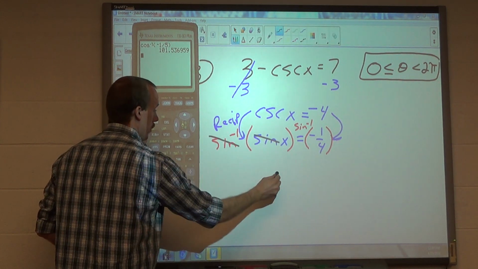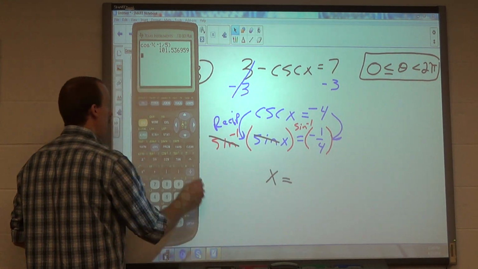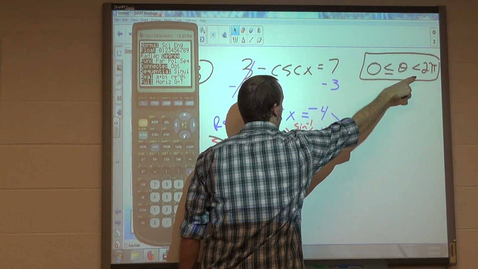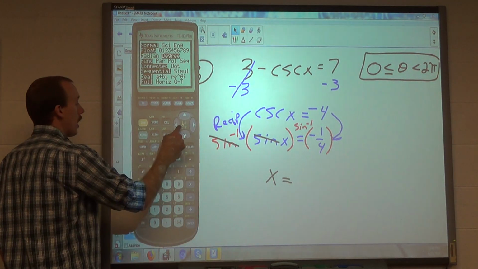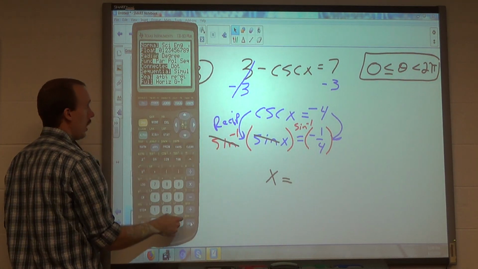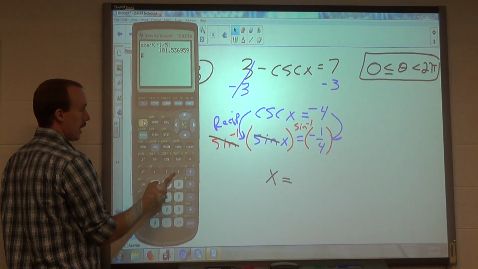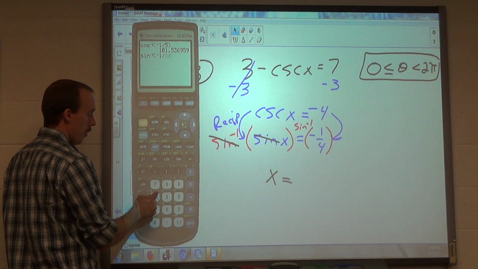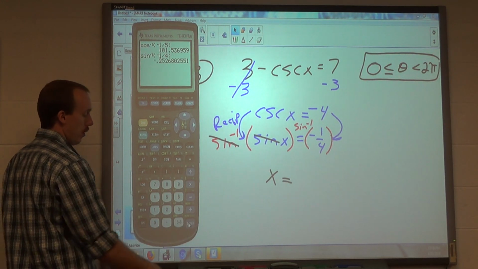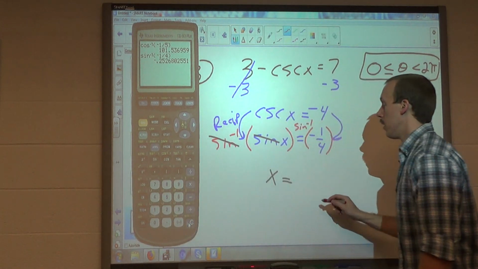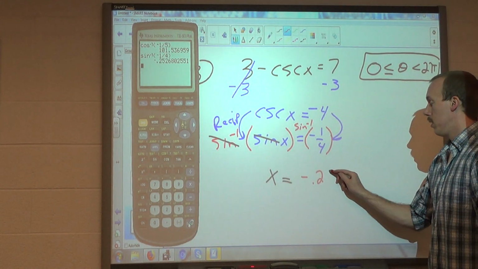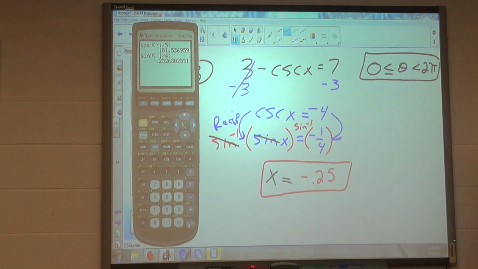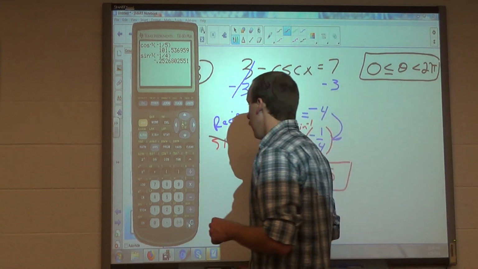Which means those cancel and I'm left with x equals. Now what mode do I have to be in on my calculator? Radian, because it's 0 is less than or equal to theta, which is less than 2 pi. So I have to be in radian mode. Hit enter there. Then it's second sine inverse of negative 1 divided by 4. And what is the value? Negative 0.25. So that would be my answer there. Again, I'm not making you calculate the other stuff, so whatever the calculator gives you will be the answer.